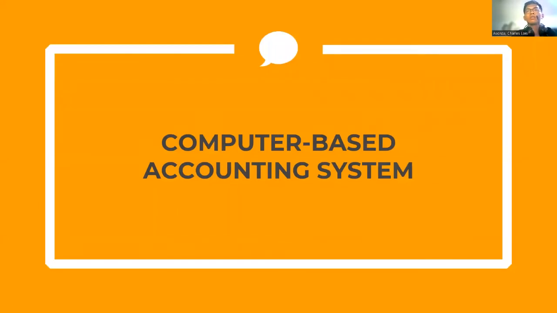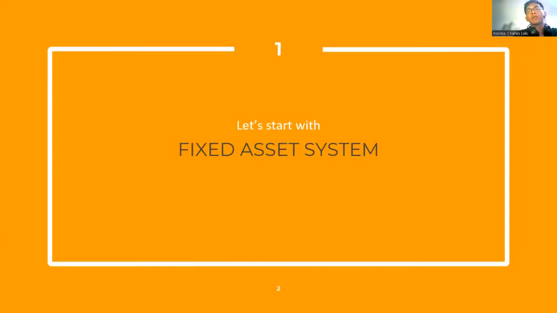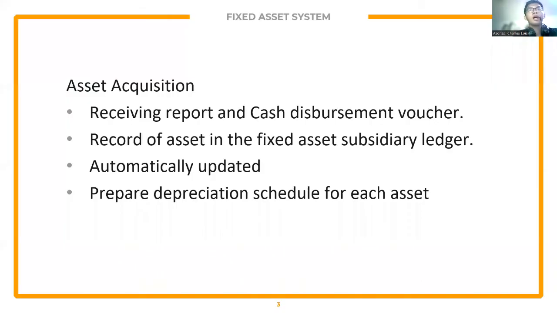Hi, I'm Charles Sasonza and I'm about to report on the computer-based accounting system. Let's start with the fixed asset system. First is asset acquisition. The fixed asset accounting clerk receives a receiving report and a cash disbursement voucher. From the computer terminal, a clerk creates a record of the asset in the fixed asset subsidiary ledger. The fixed asset system automatically updates the fixed asset control account in the general ledger and prepares journal vouchers for the general ledger department as evidence of the entry.